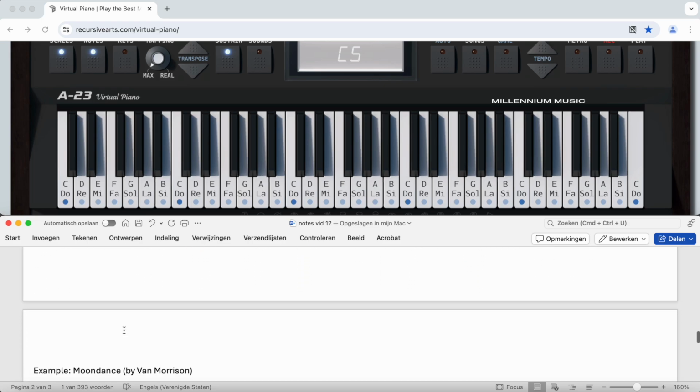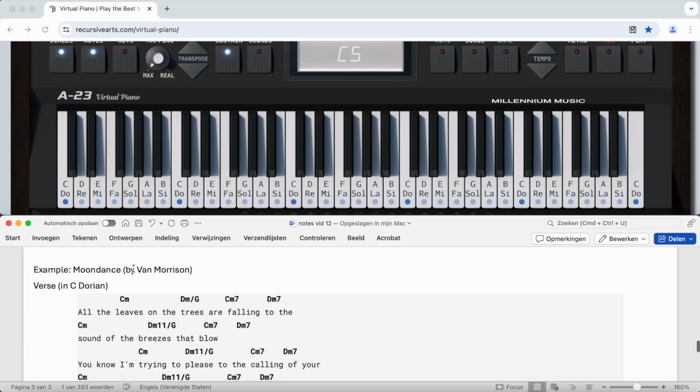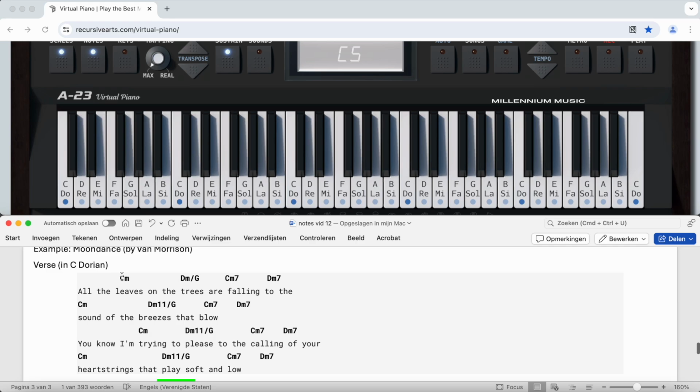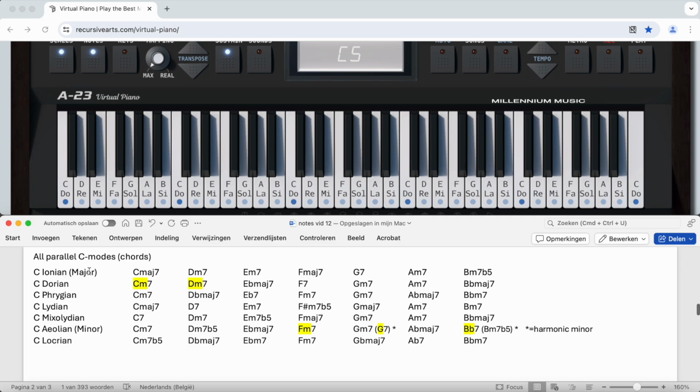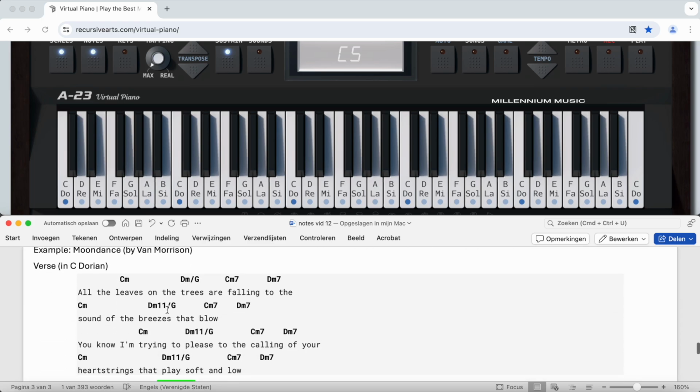Let's now go to the song. Moondance by Van Morrison. The verse is in C Dorian. It uses the chord C minor and the chord D minor / G. It goes back to C minor and D minor. So there is no other mode here that has a C minor and a D minor in it. Do you see that all the other modes are different? So we are in C Dorian. The verse is in C Dorian.